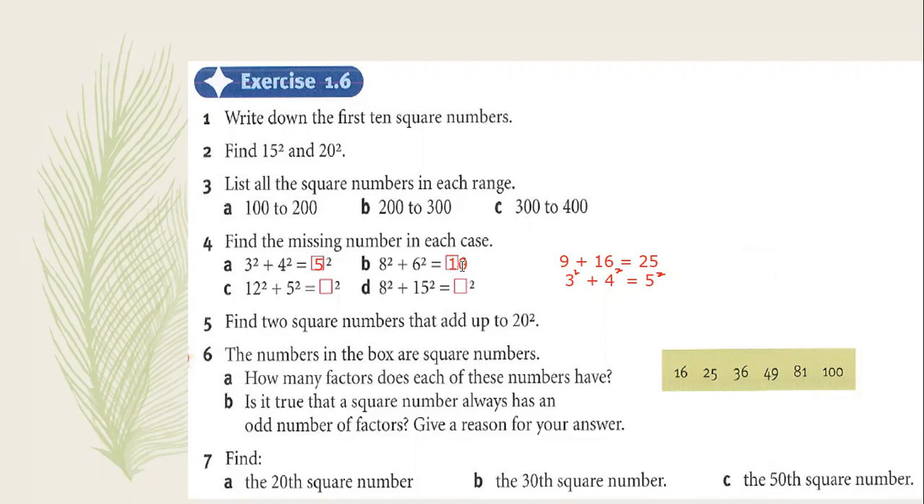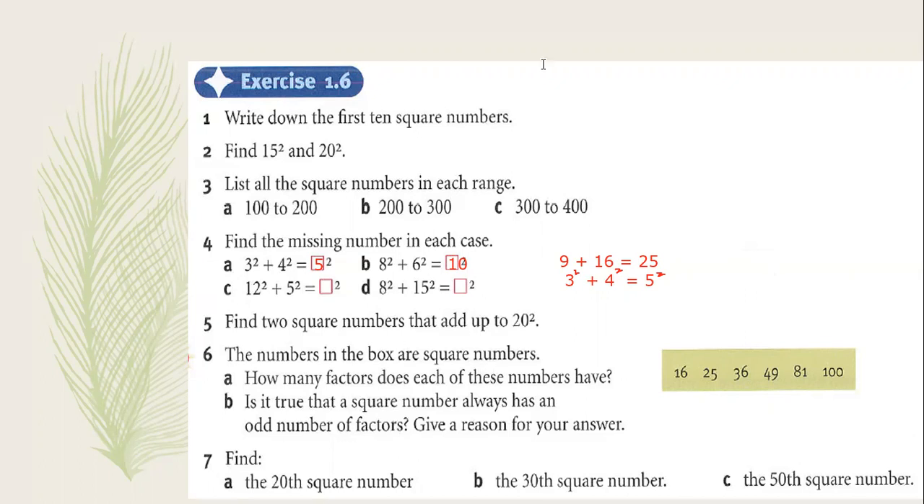Like here he makes 10. So you just add two square numbers. Which square numbers do you add to make it 20 squared? Then the numbers in the box are square. Find how many factors each of these numbers has. This one will have a square number, 25 is a square number. How many factors does each of these numbers have? Is it true that a square number always has an odd number of factors? And give the reason for your answer.